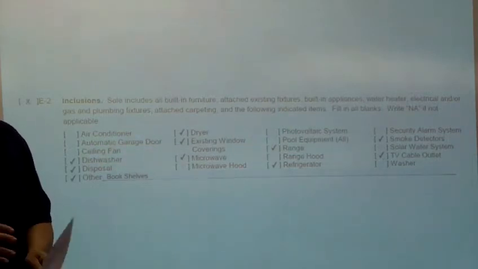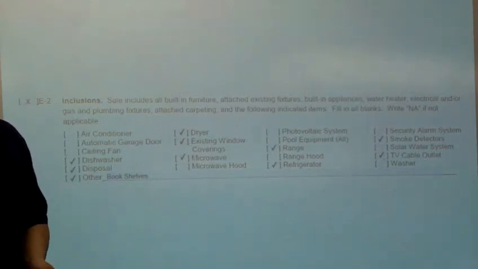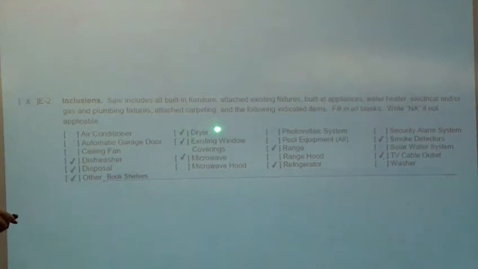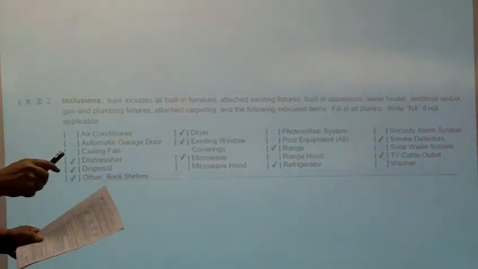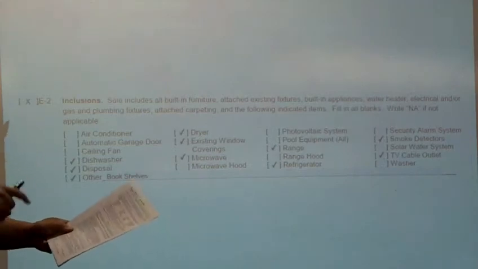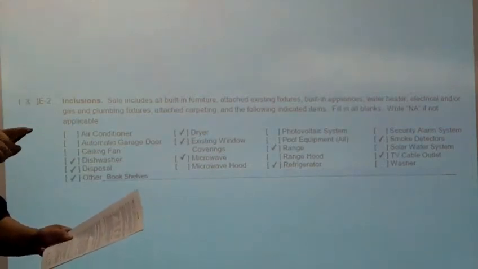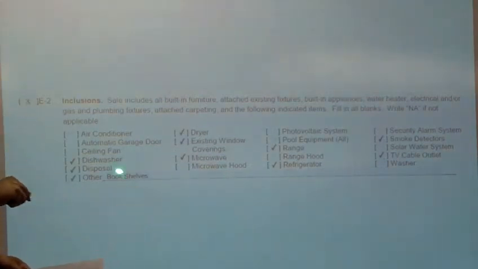If the MLS says that it does not include the dryer, and you select that the dryer is to be included, and at closing, the buyer says, why is there no dryer? It was because you made a mistake. Who pays for that dryer? You. Probably you, okay? So the best thing to do is to just print up the MLS, and whatever's listed as inclusions, check them off here.